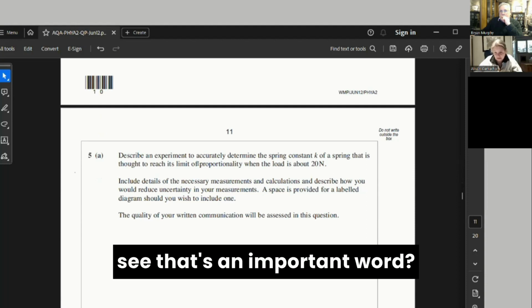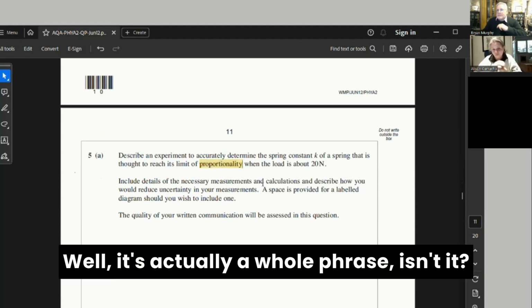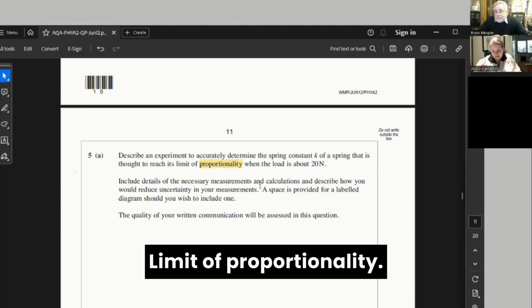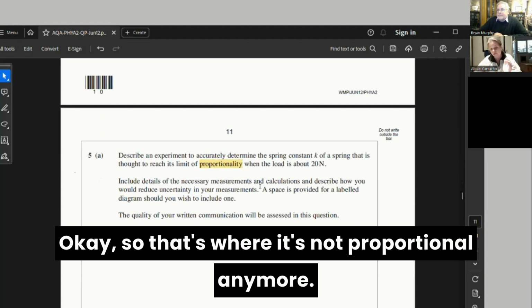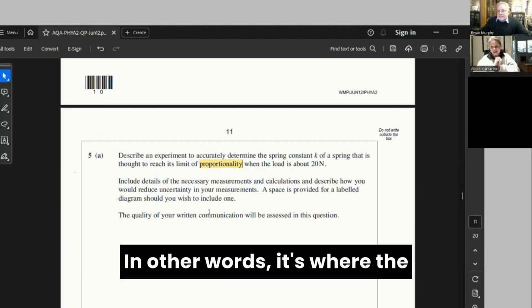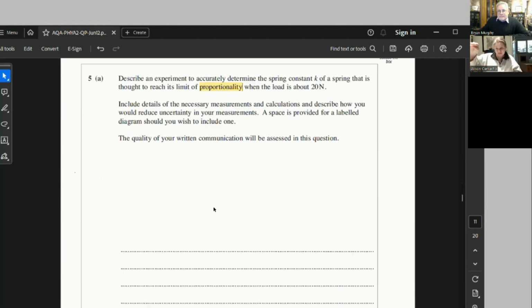Can you see? That's an important word. Well, it's actually a whole phrase, isn't it? Limit of proportionality. Okay, so that's where it's not proportional anymore. In other words, it's where the straight line stops being straight.